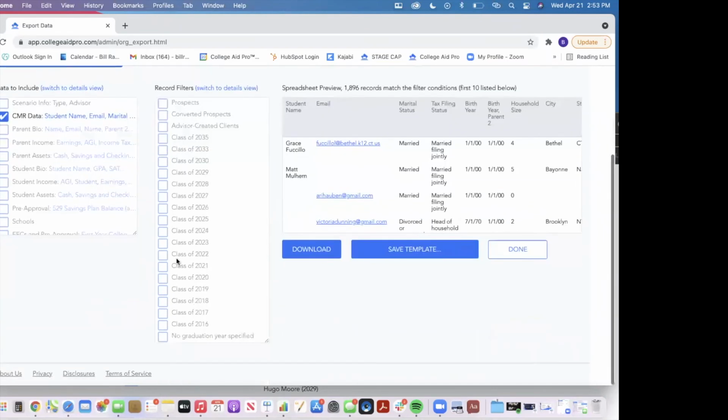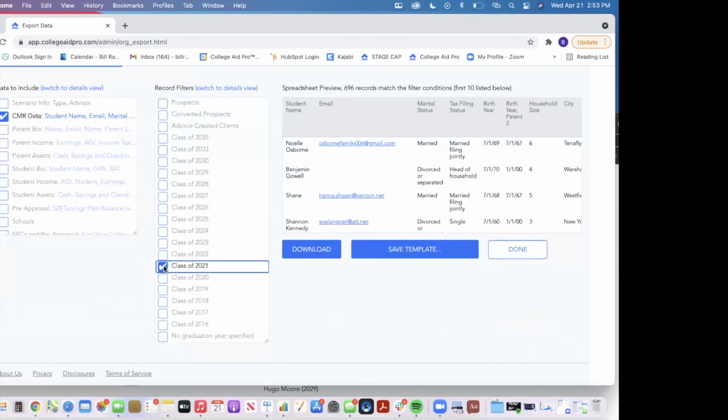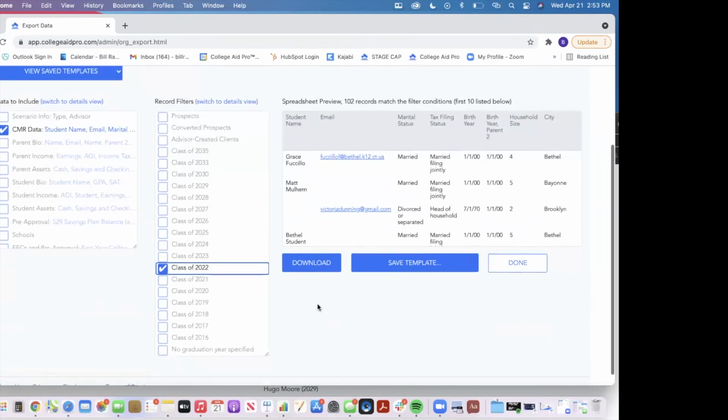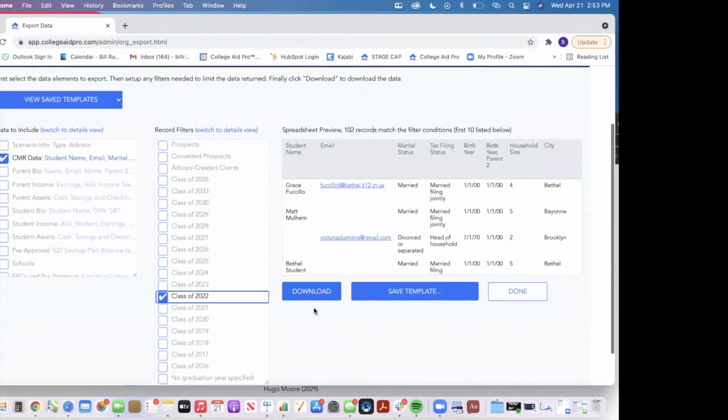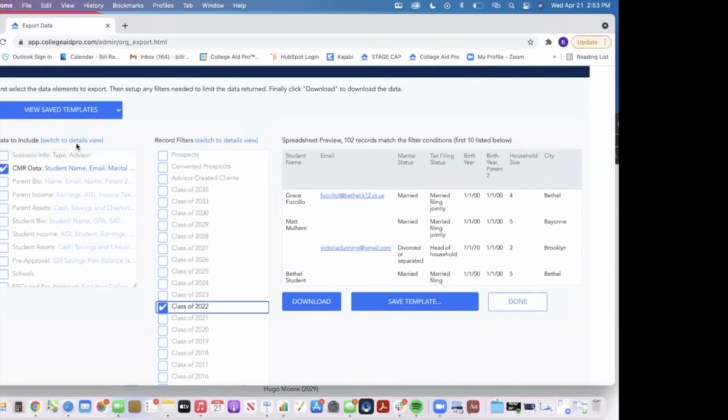Or we can get a little bit more granular and say, okay, we only want to do a campaign around the class of 2022 at the moment. And we could download this and drill down further and filter this to only folks that have an AGI above 150. So it really gives you a lot of power here, whether you're dealing with your prospects or organization wide, even with your clients as well.